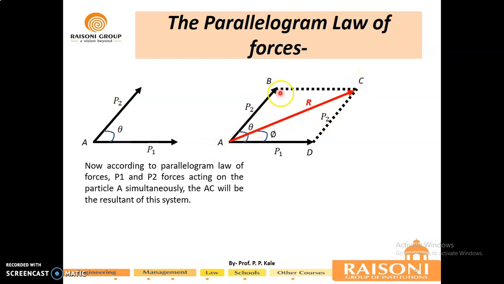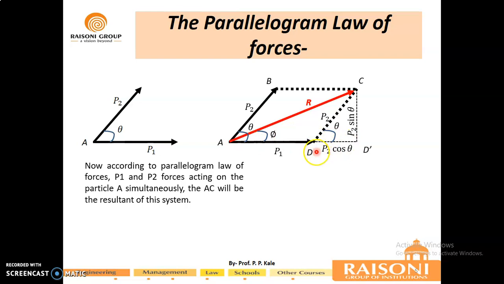Now if I complete this diagram by this dotted line BC, if I join BC and DC, where BC is parallel to AD and DC is parallel to AB, this will complete one parallelogram. In this parallelogram, P1 and P2 are the adjacent sides of this parallelogram, as per this statement. Now you should get this statement.